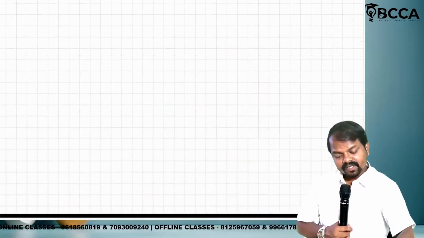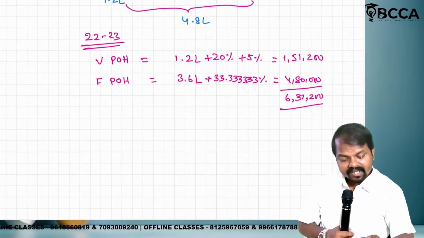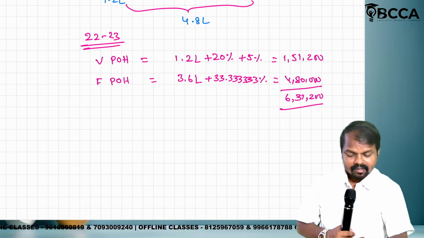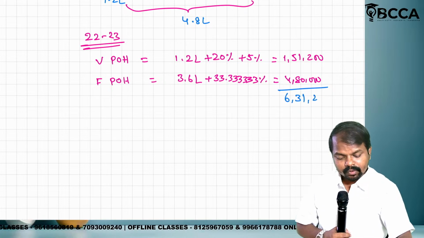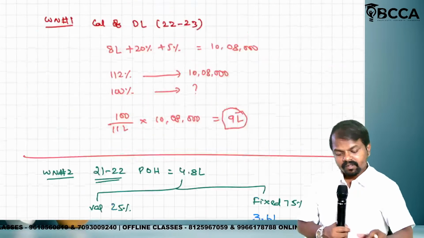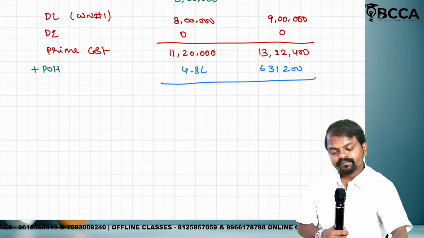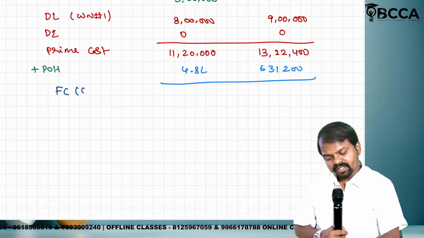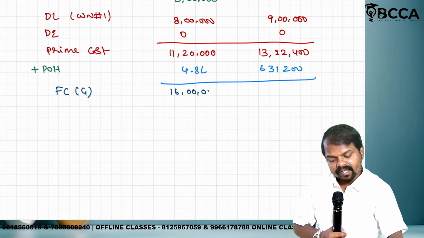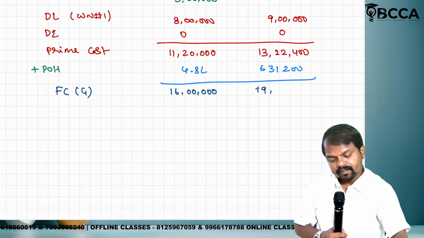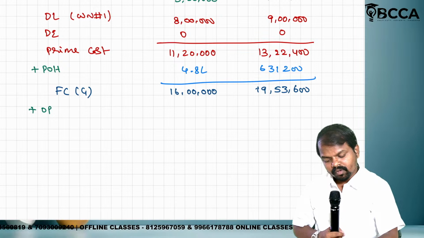Next. 6, 30, 137. Please check. 631,200, 637. So 631,200. What will you get? Factory cost gross. Please check. 16 lakhs here. 53,000. Plus opening WAP. Is there?